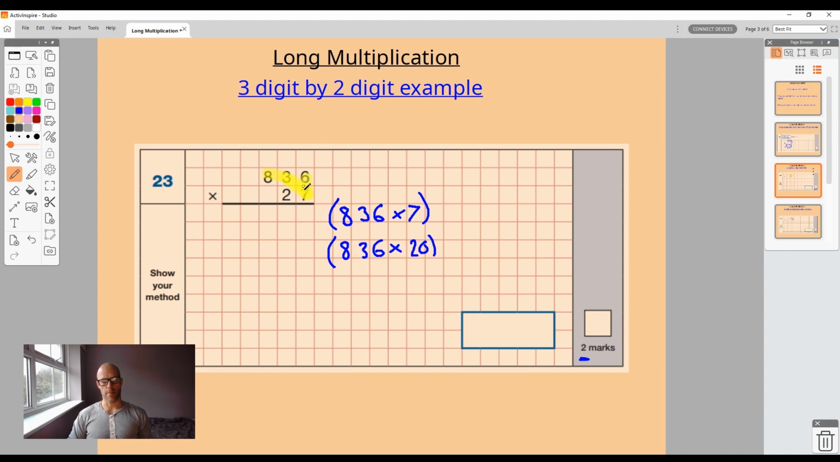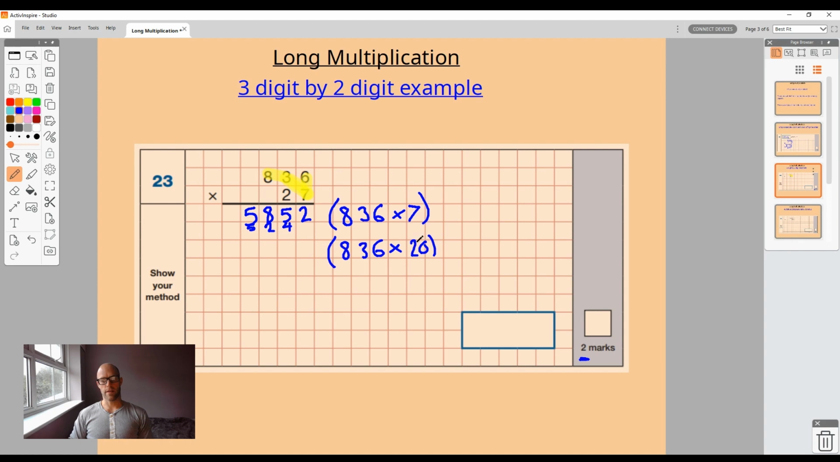And we go through the same method here. 6 times 7, 42. Carry the 4, keep the 2 there. 7 times 3, 21. Add the 4, 25. 7 times 8, 56. Add the 2, 58. Now I could draw it down here like we would usually, but I'm just going to bring that up anyway. So now we have 5,852 for the first bit.